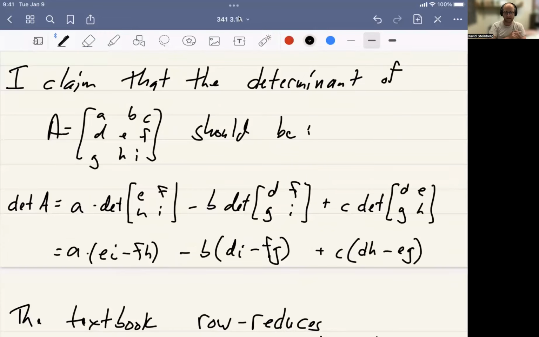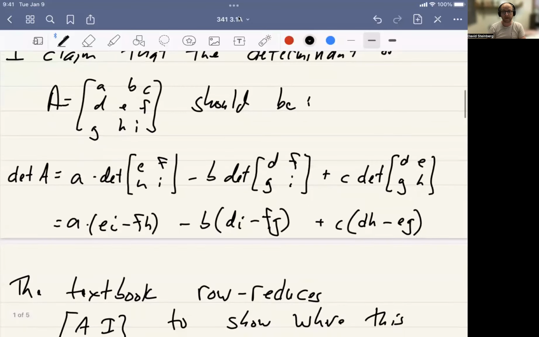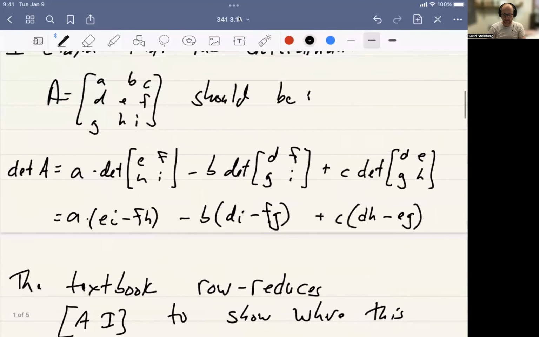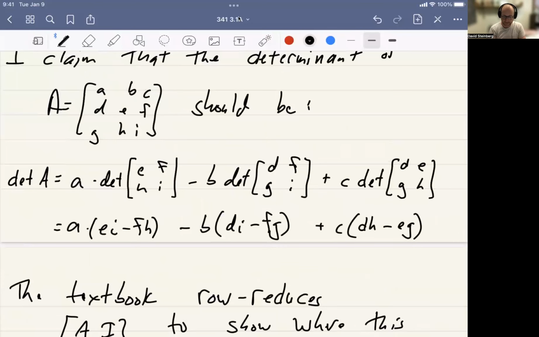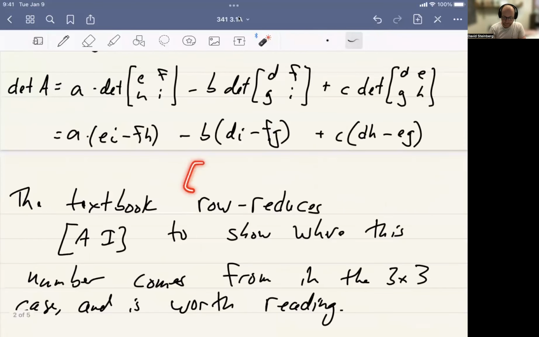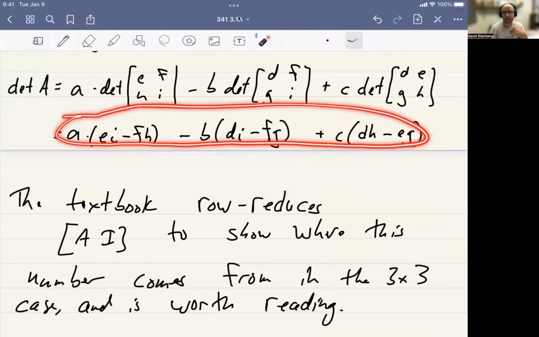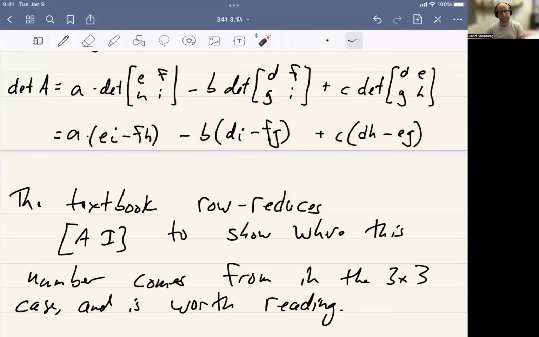And the textbook shows us where this comes from just by row reducing the matrix A, B, C, D, E, F, G, H, I, alongside 1, 0, 0, 0, 1, 0, 0, 0, 1. Last time we saw if we row reduce the left-hand side to be the identity matrix, then we get the inverse on the other side. And in the process, we'll pick up this terrible looking number, which is going to control whether or not we can find an inverse. So that is the determinant.